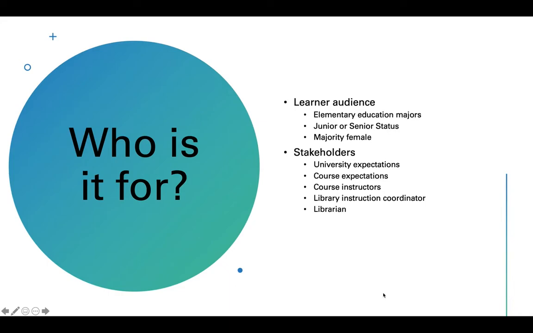Additionally, we also have our course instructors, who are the ones that are actually executing and grading in these courses. They are the ones that design the full scope of the course. And then lastly, we have our library instruction coordinator and the librarian, who are the individuals that come into the library research unit as part of this course and help design and give the instruction for this particular aspect of the course.